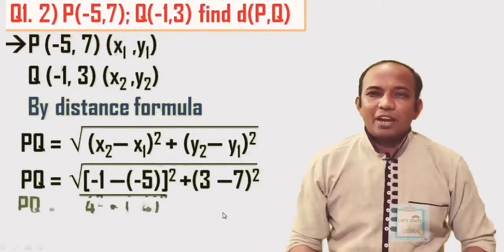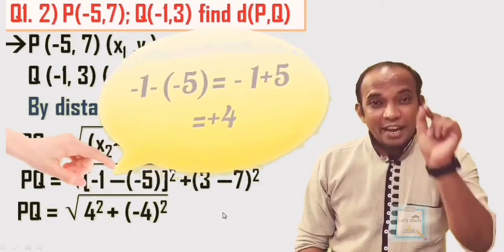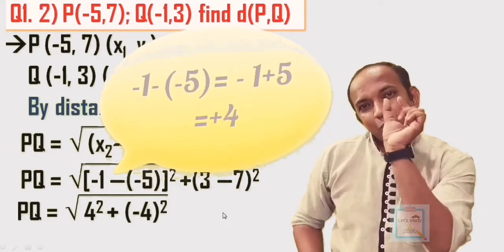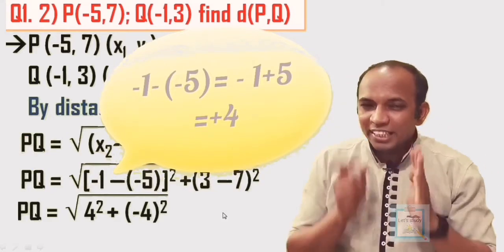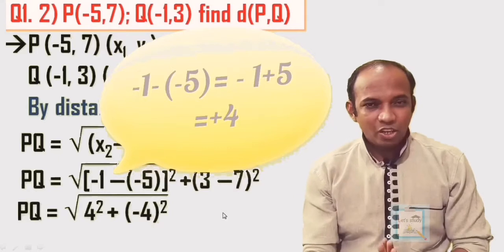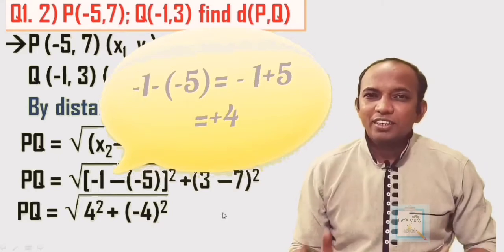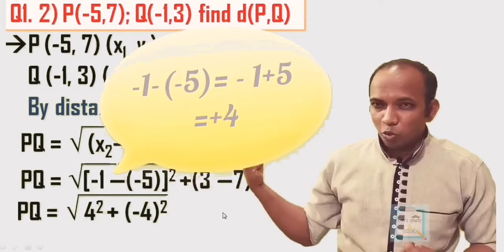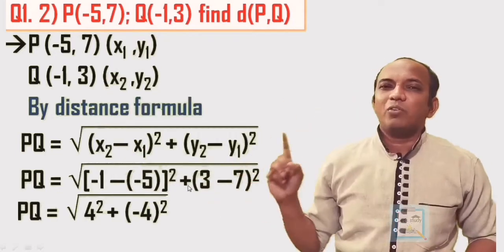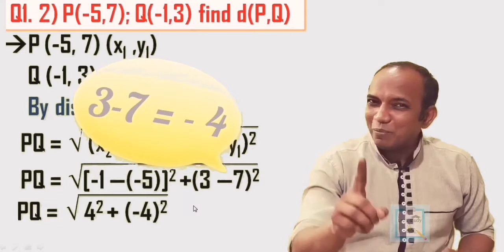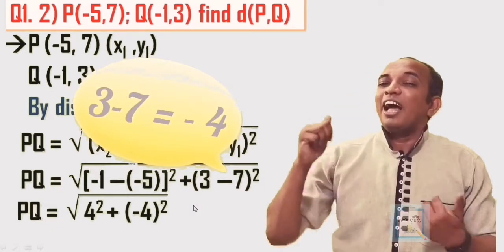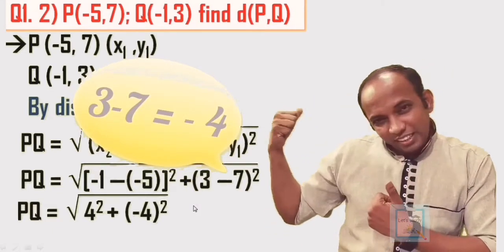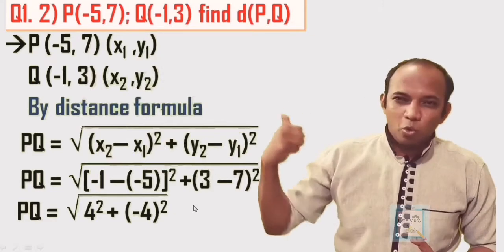The moment you carry out the subtraction, you will get -1 minus -5. So that minus will turn into positive. That gives you -1 plus 5. Okay, according to rules of integers, -1 plus 5, you get the result +4, and that is why it is written 4 square. In the second bracket, 3 minus 7, bigger number sign, yes, that is -4, and that is why in the second bracket I got -4 the whole square.